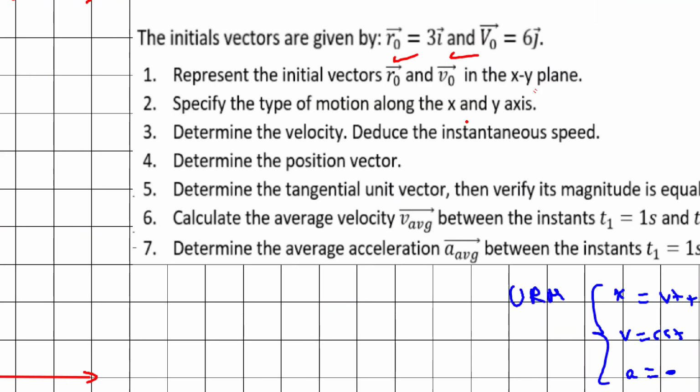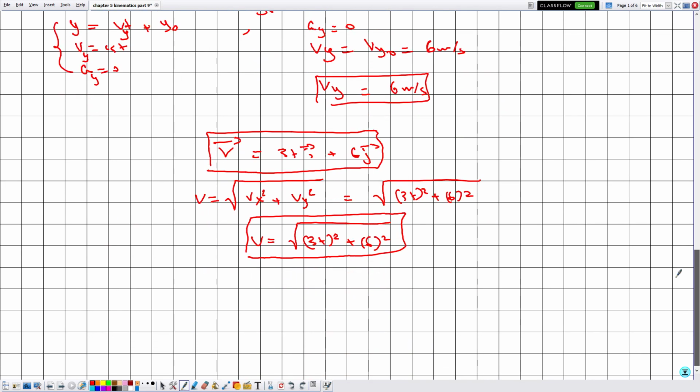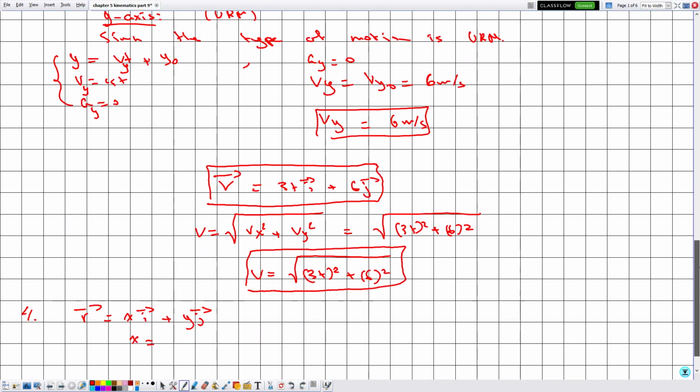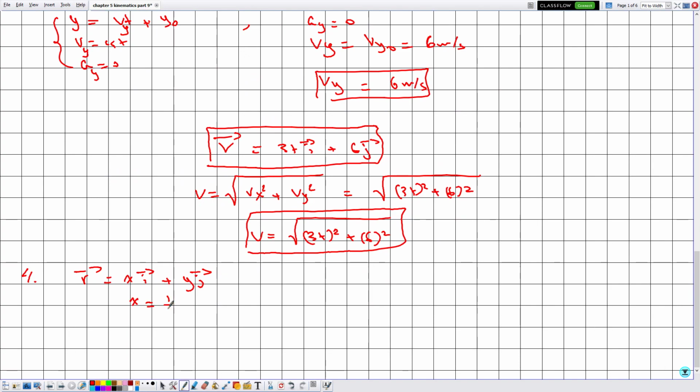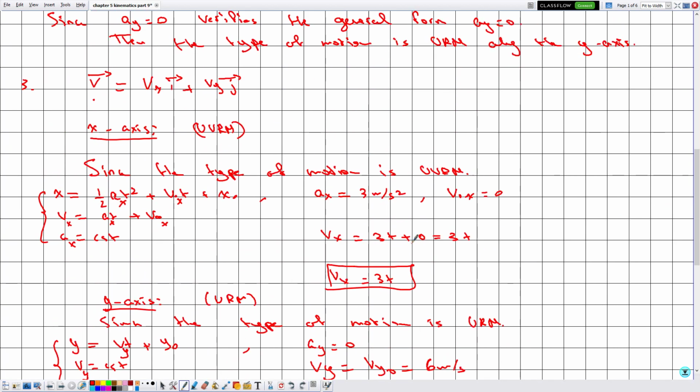Now in part 4 they are telling me to determine the position vector, which is by definition given by r is equal to x i plus y j. Now x that we have specified previously is given by half ax t squared plus v0x t plus x0. The value of ax is given by 3.